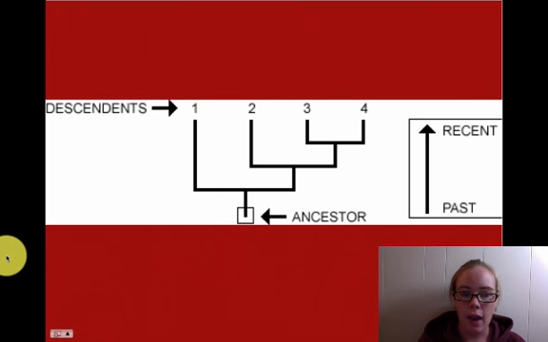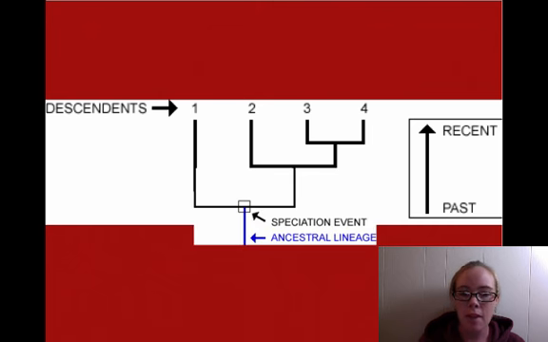Let's take a look at how this works. Here is a simple phylogenetic tree. You can see that it runs from past at the bottom to more recent in time at the top. At the bottom, you see the common ancestor for all of these descendants. This branch right here is where the speciation event occurred, and the blue line represents the ancestral lineage.